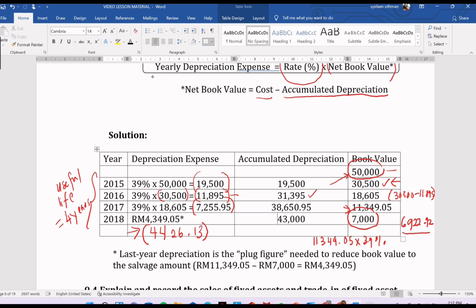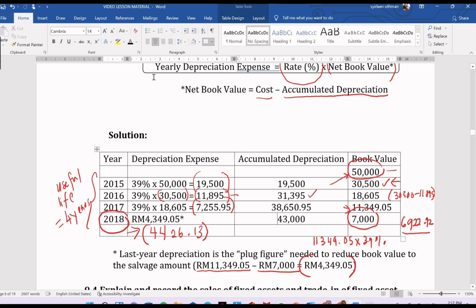Okay, so how to calculate the depreciation expense for 2018? You just take the 2017 net book value, and we minus it directly with 7,000, which is your salvage value. That leaves you with the current depreciation expense of 4,349 ringgit and 5 cents. That is how I get the figure for 2018.